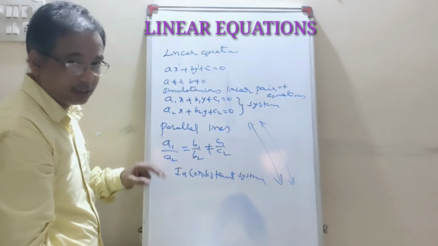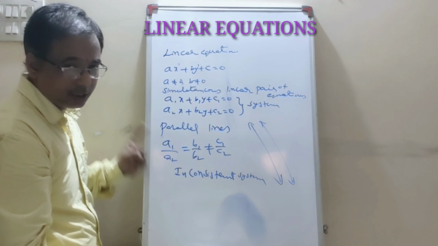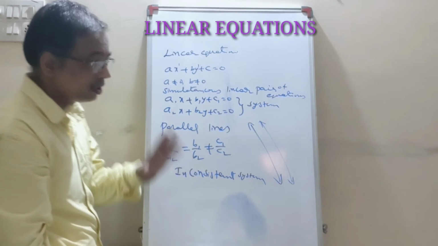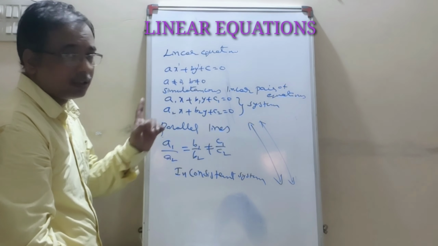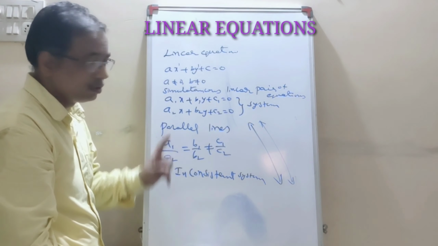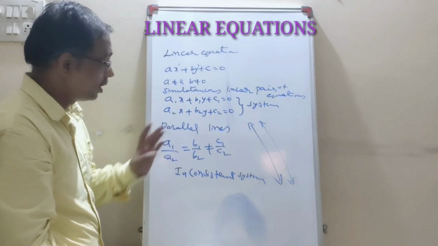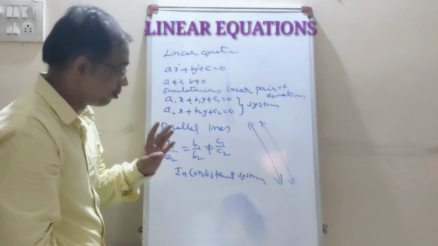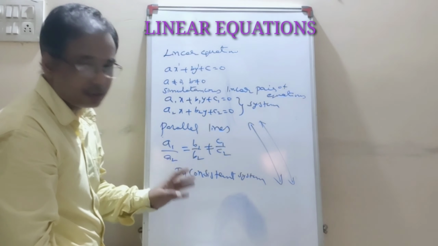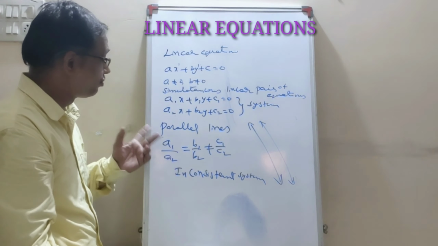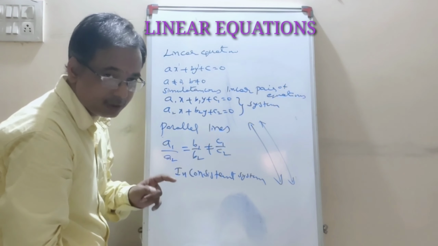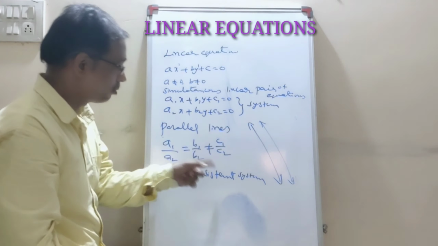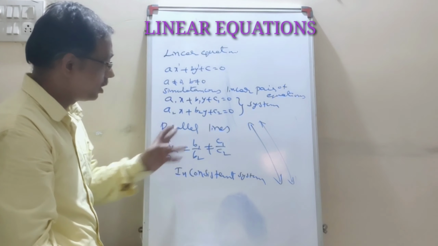Once again, for intersecting lines, a1 by a2 is not equal to b1 by b2. The system is consistent. It has only one solution. Next, coincident lines: a1 by a2 equal to b1 by b2 equal to c1 by c2. Then it has so many solutions and it is a consistent system. Whereas parallel lines, that is a1 by a2 equal to b1 by b2 is not equal to c1 by c2, the system has no solution. Then the lines are parallel lines.